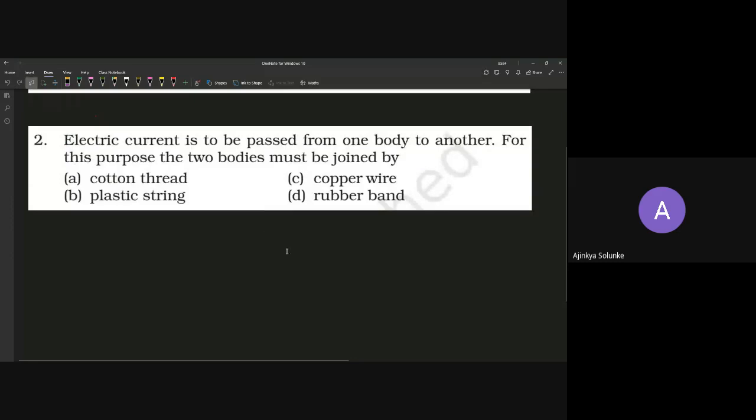Second question for you. Electric current is to be passed from one body to another. For this purpose, the two bodies must be joined by a cotton thread, copper wire, plastic string, or rubber band. Obviously, the answer is copper wire. That is true, because copper is a metal and a good conductor of electricity. So if you really want to pass electricity, you should be using conductors, and copper is the best conductor we have.